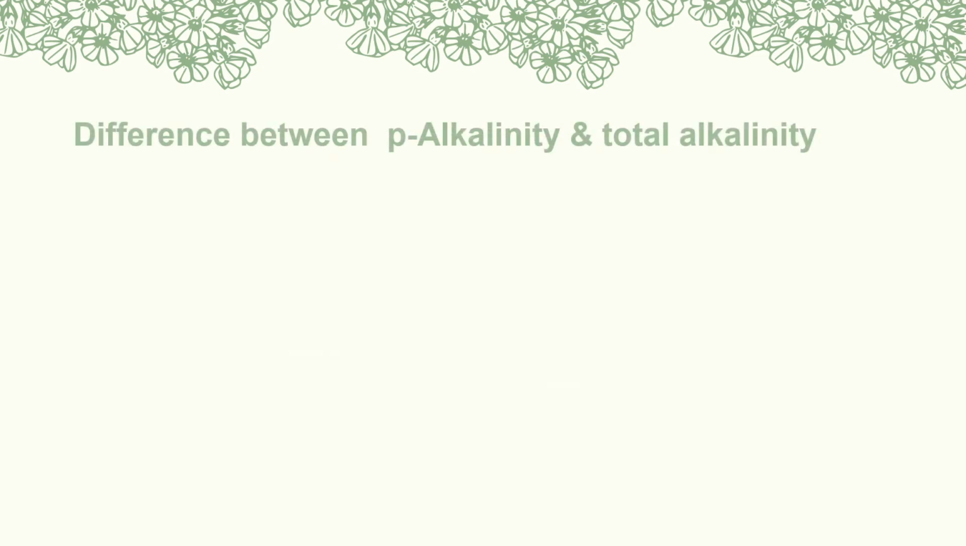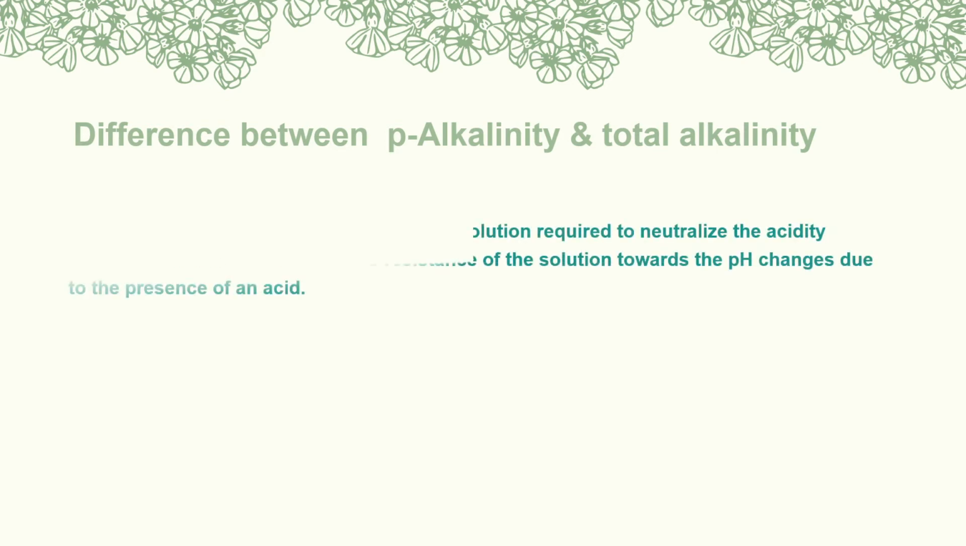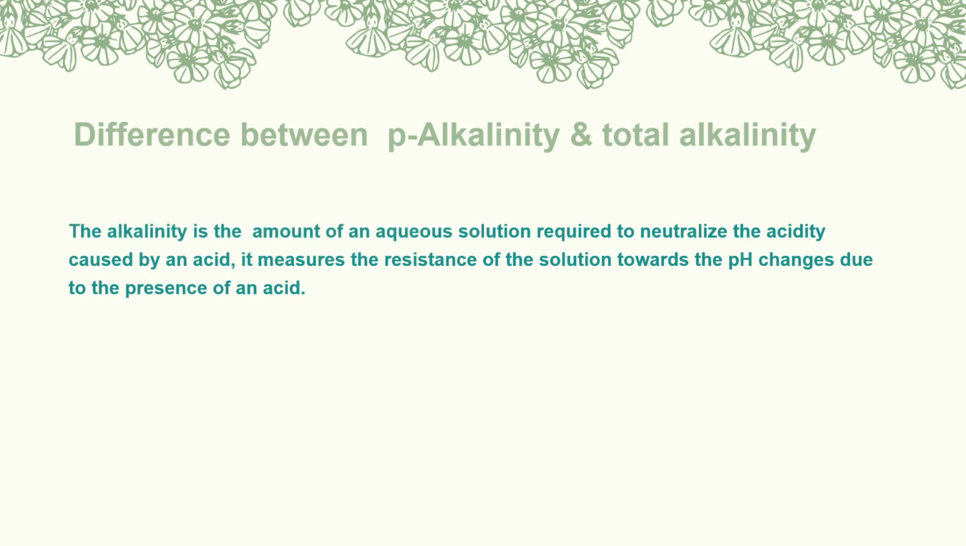So let's talk about the next topic, difference between P alkalinity and total alkalinity. Sometimes total alkalinity is referred to as M alkalinity. Alkalinity is the amount of an aqueous solution required to neutralize the acidity caused by an acid. It measures the resistance of the solution towards the pH changes due to the presence of an acid.